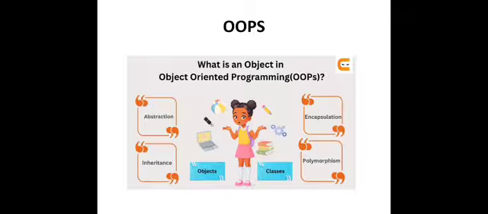Now let's see what OOPS concepts are available in Java. There are 6 concepts available. The first one is object, the second is class, and then abstraction, inheritance, encapsulation, and polymorphism. First, we see what is object.